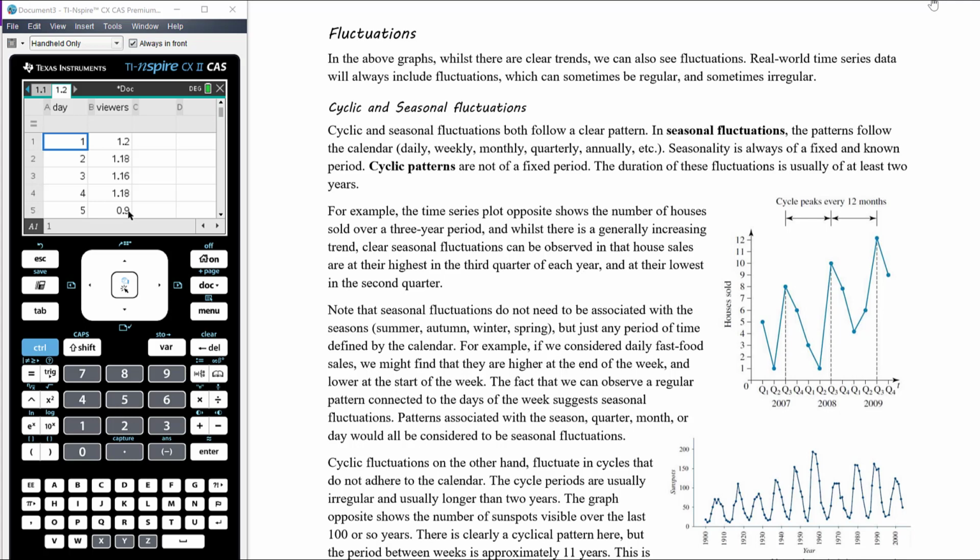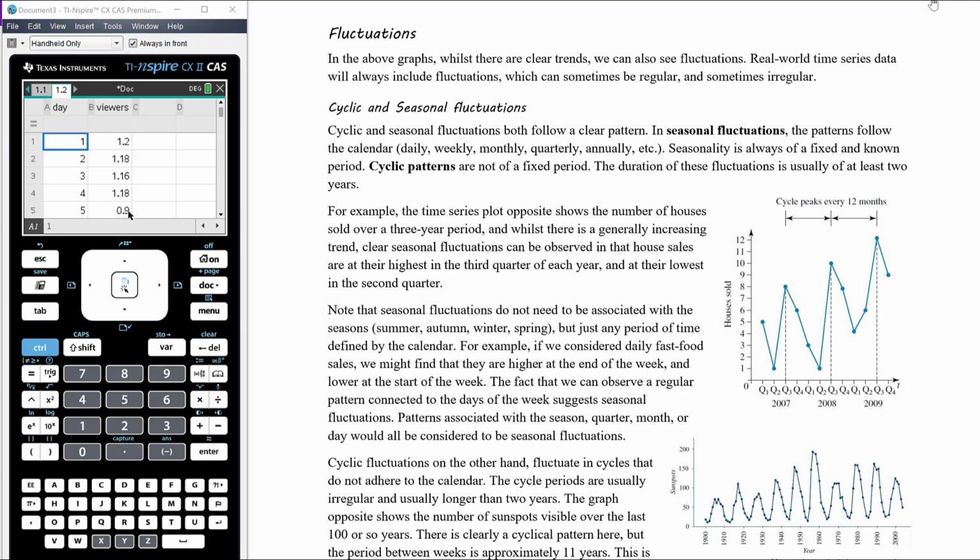Whether over a 24-hour period they follow the same pattern every 24 hours, whether over the course of a week they follow the same pattern every week, you know, higher on a Monday, lower on a Wednesday, whatever it might be, okay? Whether over the course of a month they follow the same sort of pattern. Early in the month, numbers are high and then they drop off as the month goes on, or whatever it might be, okay? And you're seeing that repeated from month to month. You'd be looking at seasonal fluctuations.